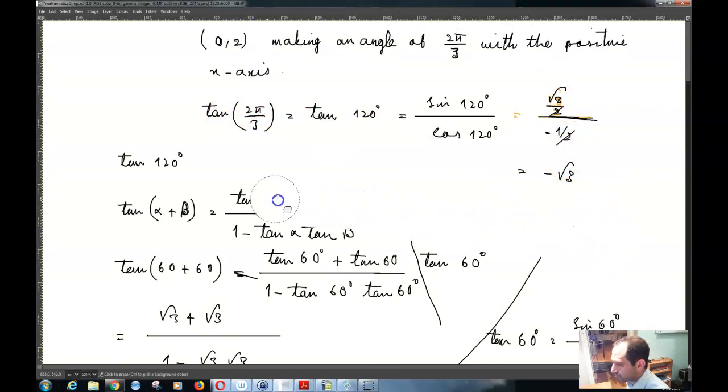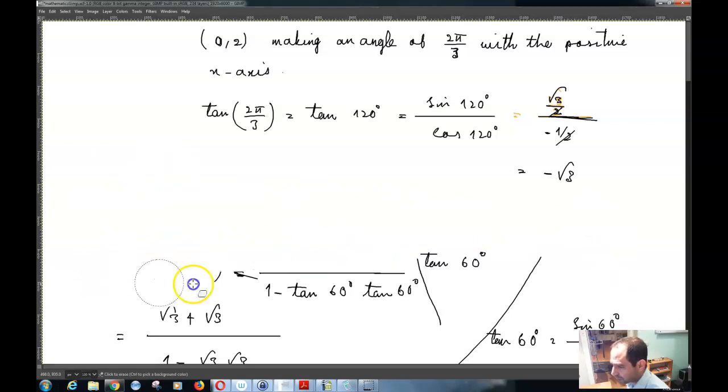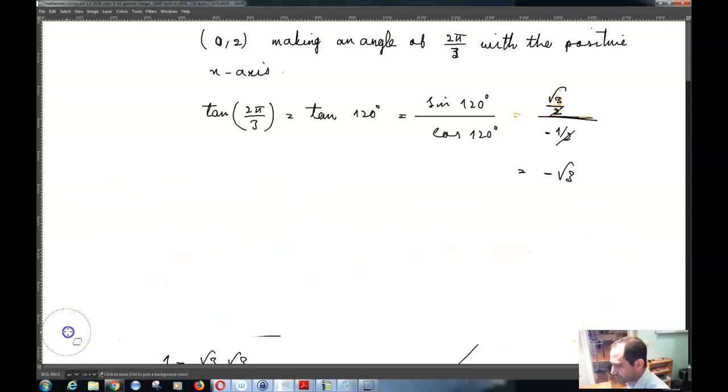So now you can use the information that you have to write the equation of your line.